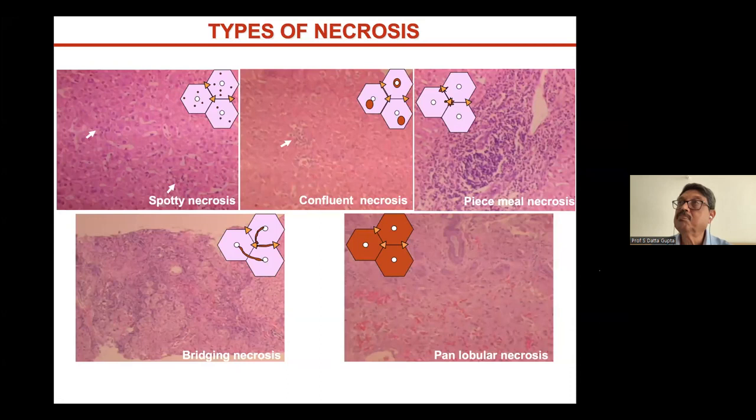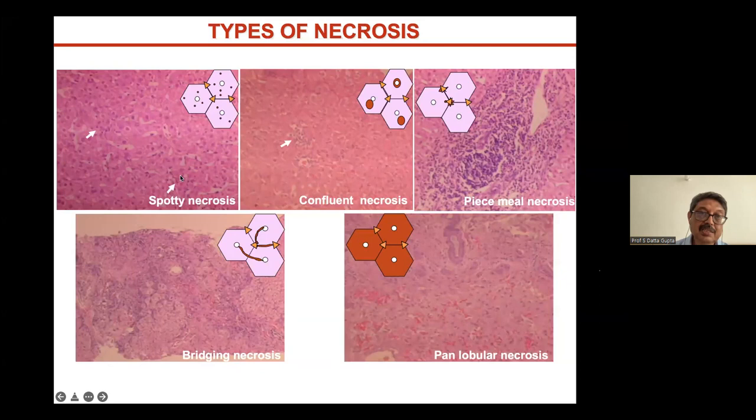When it's a ballooning degeneration, it can be clear in cholestasis. It can be clear in glycogen storage disease. It can be clear when there is fat in the cells. Now let's come to the necrosis we are talking about.